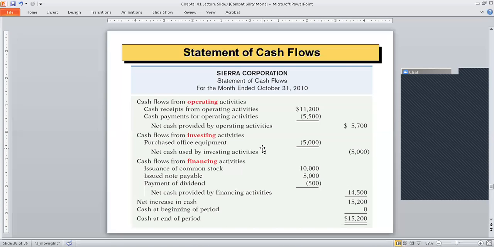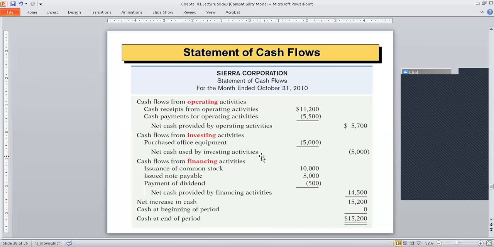So you don't have to know how to prepare this. You will not have any homework that requires you to prepare line by line the statement of cash flows. You could get a multiple choice question on your adaptive learning chapter quiz that asks you something big picture about the statement of cash flows, but you're not going to have to prepare it. You'll do that in accounting two.